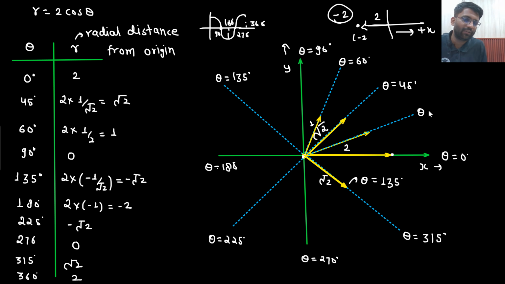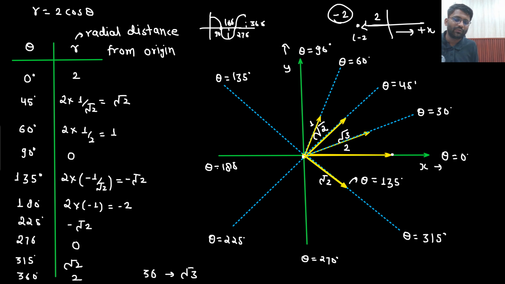So at theta equals to 30 degree, what will be the value? What is cos 30? Under root 3 by 2. If you put theta equals to 30 degree, the value would have been 2 cos 30, which is under root 3, that is 1.73. So you are supposed to move for a distance of 1.73.